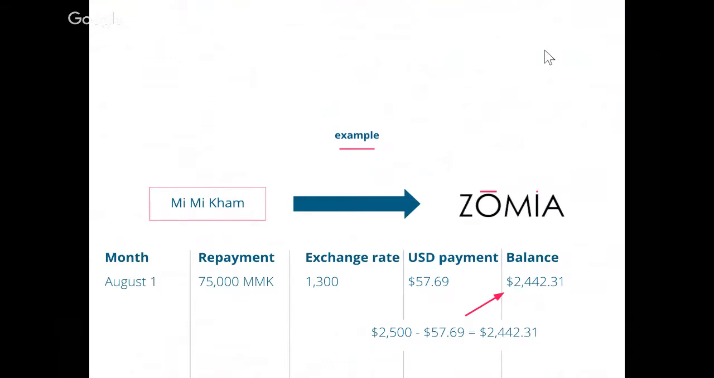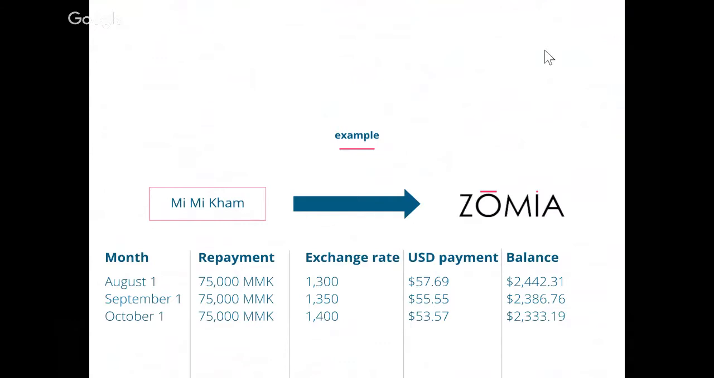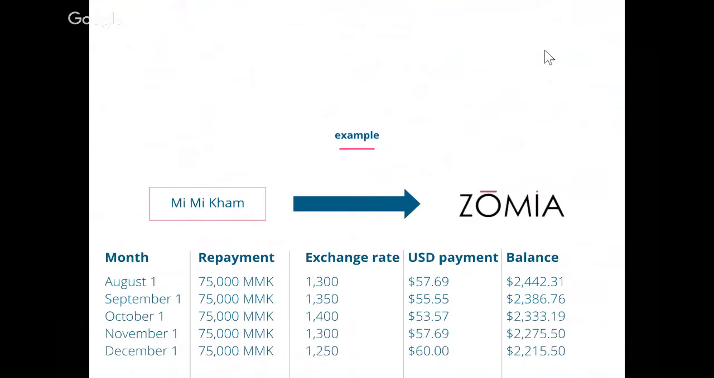So in September, Mimi makes another 75,000 Myanmar kyat payment. In October, another 75,000 payment. November and December, the same, 75,000 Myanmar kyat payments. Now look closely. Have you noticed that something is changing? It's the amounts in this column and this column that are changing.